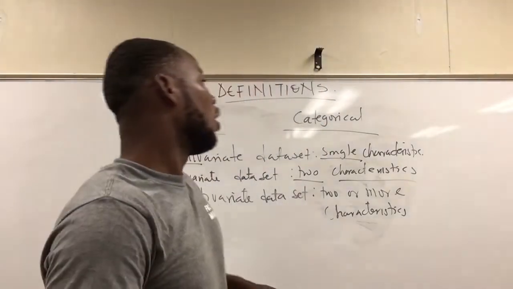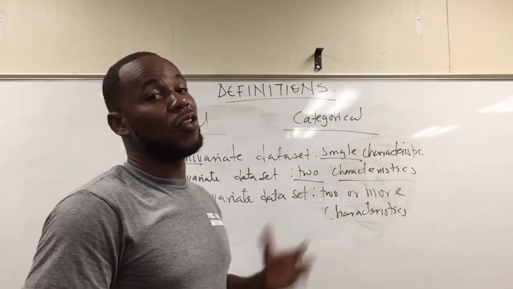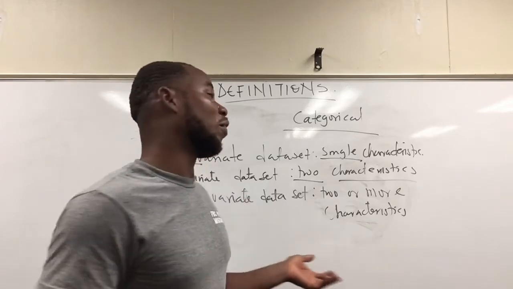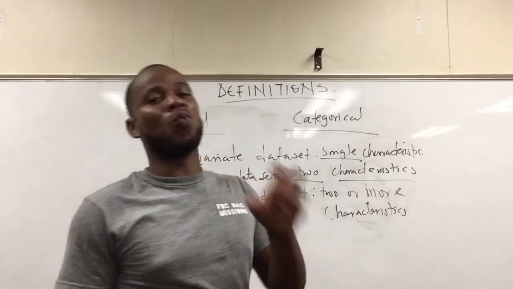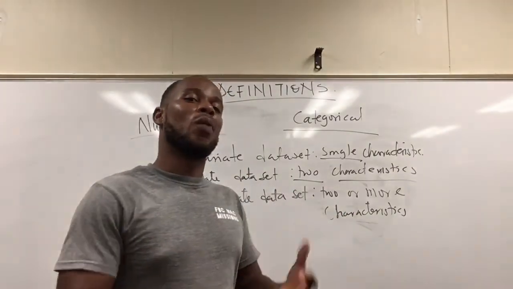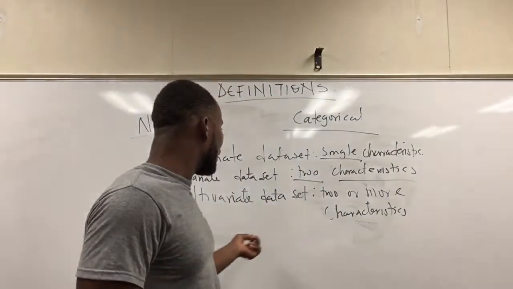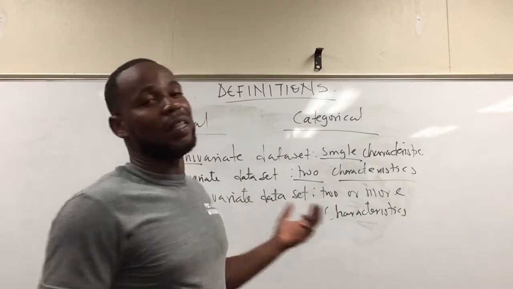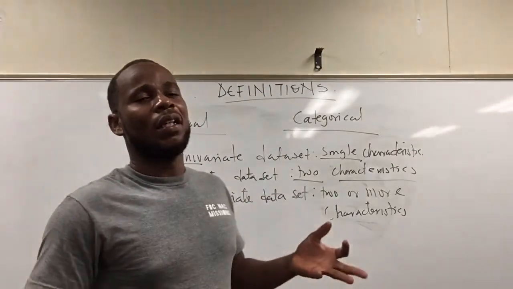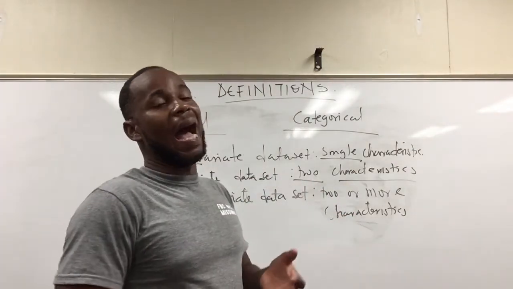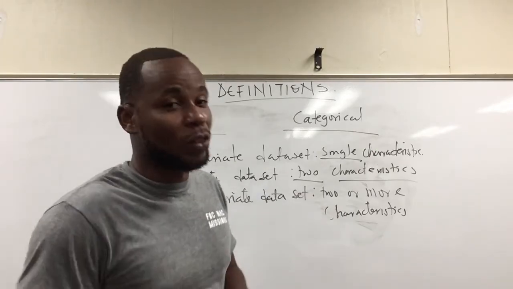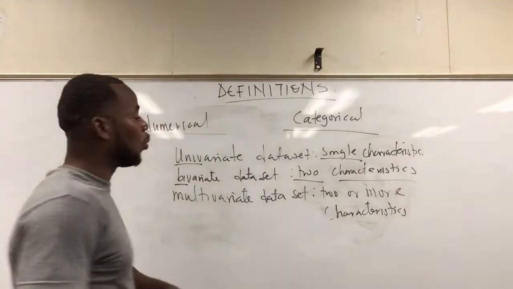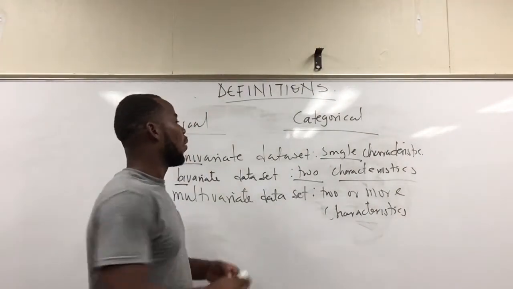For example, for univariate, we already talked about the weight of a person. What about a bivariate data set? We are looking at weight and height. But if we are looking at multivariate, that means we are looking at the weight, the height, the pulse rate, all of those things. So we are looking at a lot of stuff. That's why it's two or more.